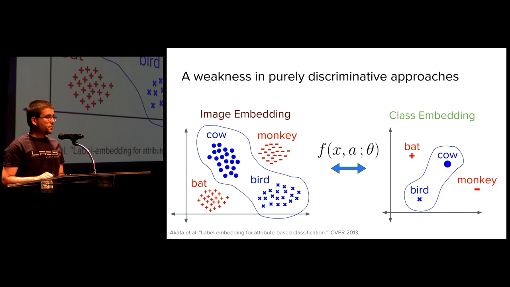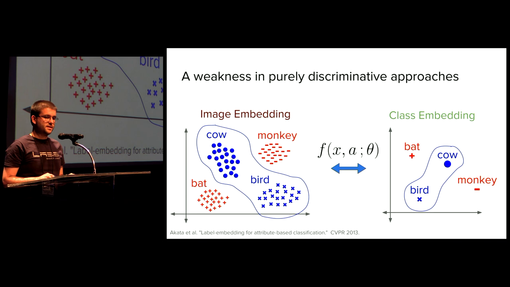But one of the weaknesses in these purely discriminative approaches is that when we learn F only on the seen classes, it may not generalize well to the unseen ones. Therefore, it tends to be significantly biased in favor of seen classes in the generalized zero-shot learning setting.